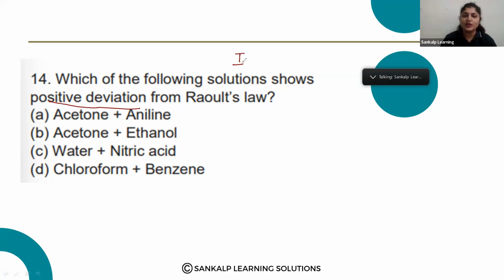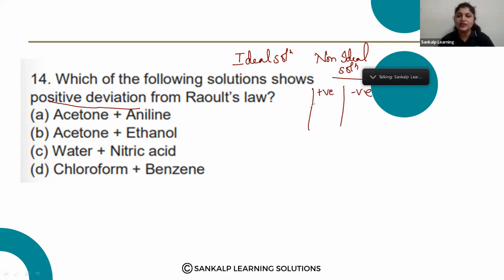In Raoult's law, there are two types of solutions: ideal solution and non-ideal solution. What do you mean by ideal solution? Ideal solutions are those which obey Raoult's law, and non-ideal solutions are those which do not obey Raoult's law. Non-ideal solutions are further classified into positive deviation and negative deviation.